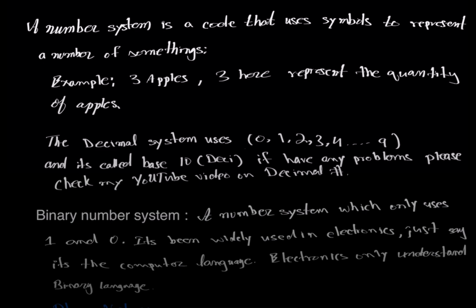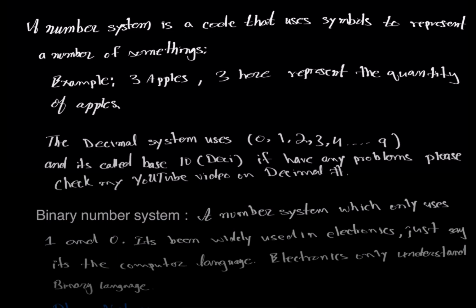The decimal system uses 0 to 9. We studied that in other mathematics classes. If you encounter problems using decimal numbers, please go ahead and check my math tutorial playlist, where there is a video on decimal numbers. It's a three-part series on the decimal number system. That will help you, so don't hesitate to go and check that one. Thank you.